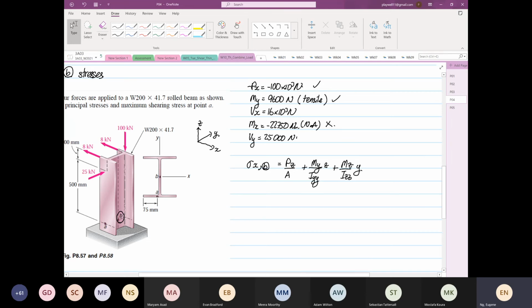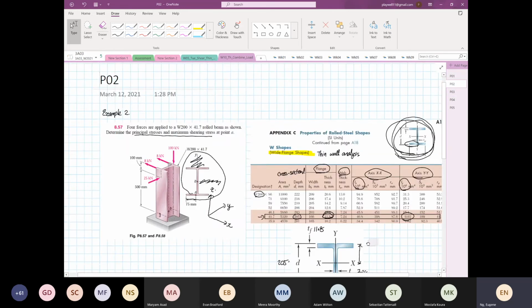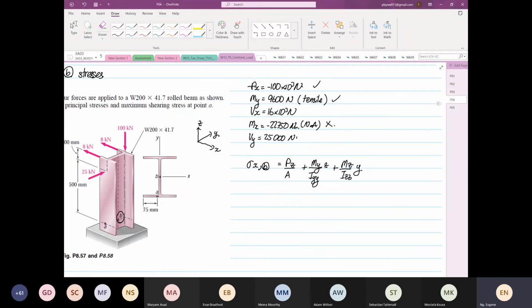Let me look at the table. So the area is 5320 times 10 to the power minus 6, right? So this is equal to 5320 times 10 to the power minus 6. And we know the Px is equal to minus 100 times 10 to the power 3.